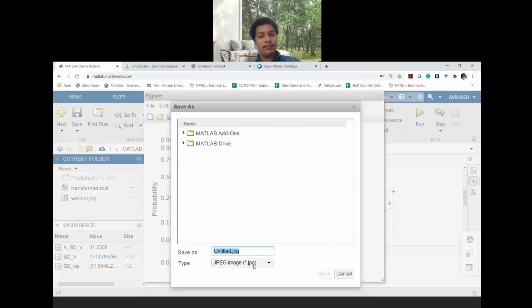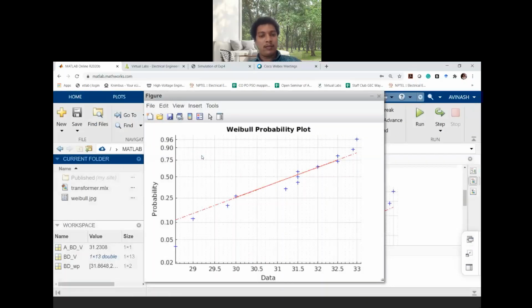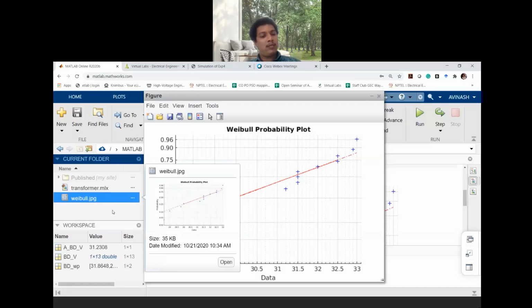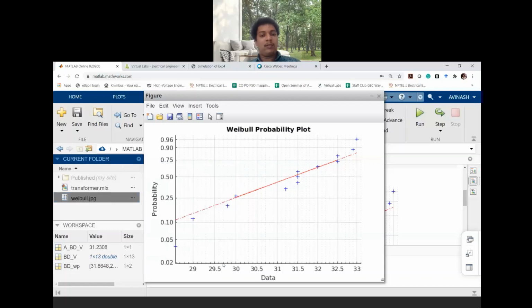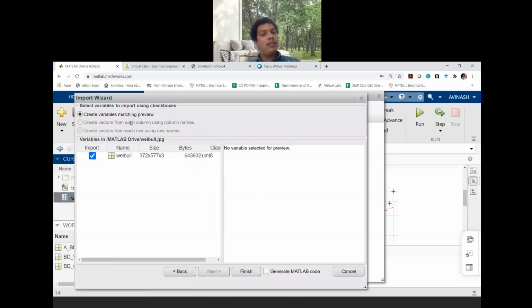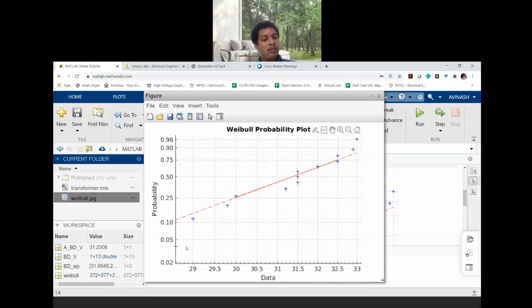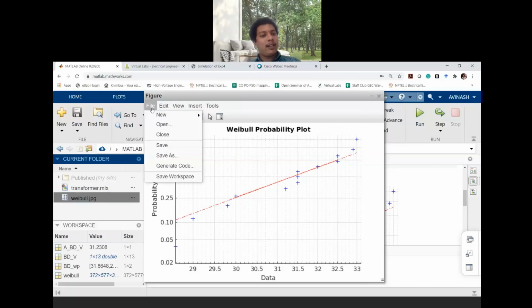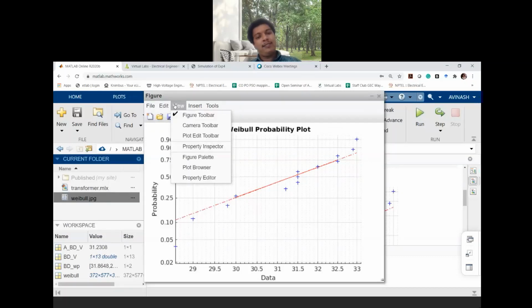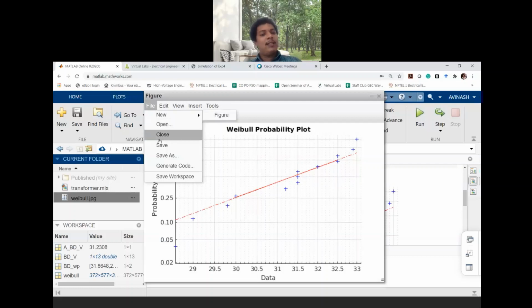Save as. Okay, so this way you can save it some way and send it to me. That is the thing you have to do.